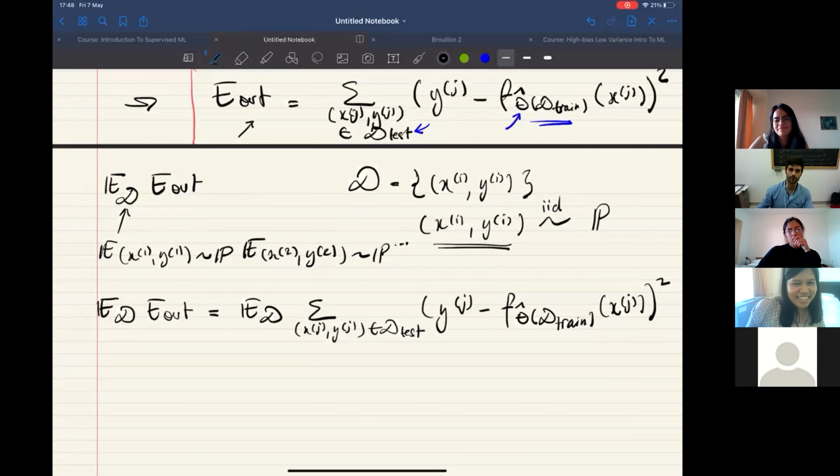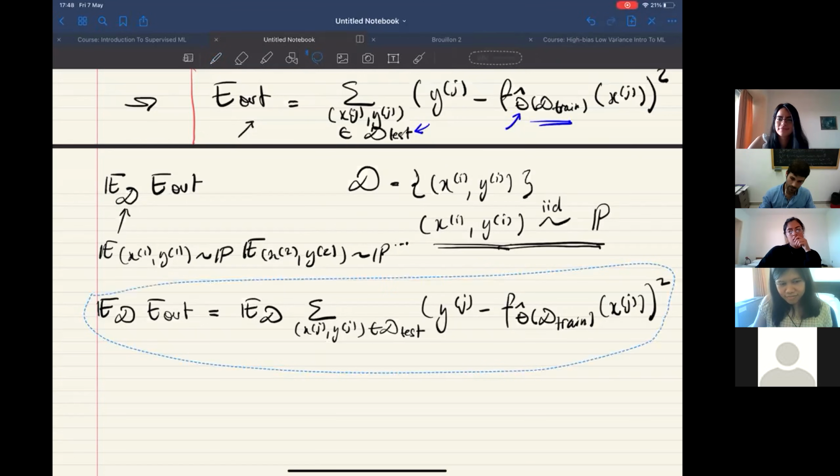I want to ask about this part. You said x1, y1 is distributed according to P, and x2, y2 too. So the expectation is over this distribution P for each sample. It's the same P. Yeah, it's the same P. This is what I say here. Each sample is distributed according to the same distribution. This is our assumption. Okay, thank you. And actually, I will make another assumption.